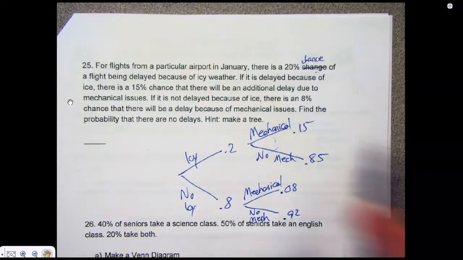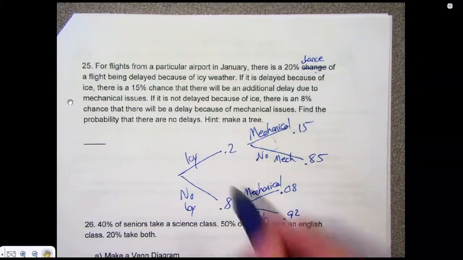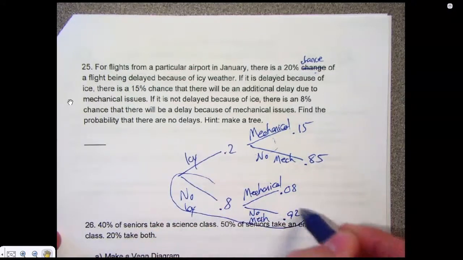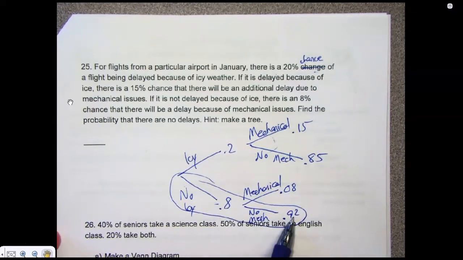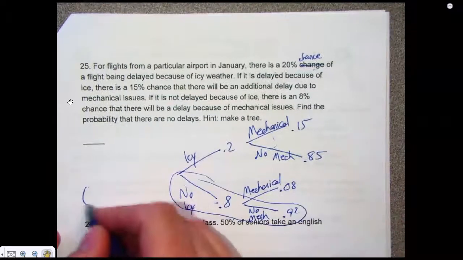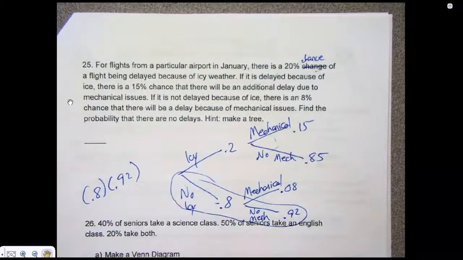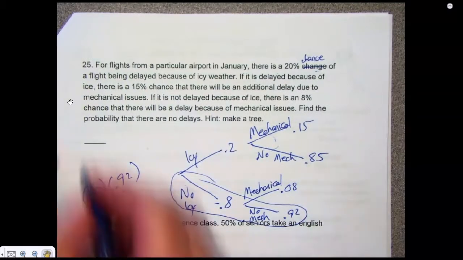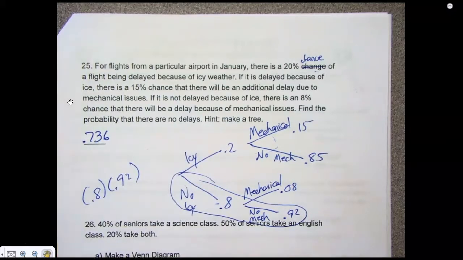And then they're saying find the probability that there are no delays. So the only one I really care about is this combination of branches. There was no ice delay and there was no mechanical delay. So you're just going to do 0.8 times 0.92. And some people could probably do that without making the tree. That's absolutely fine. But the tree can also be very helpful. So there it is.